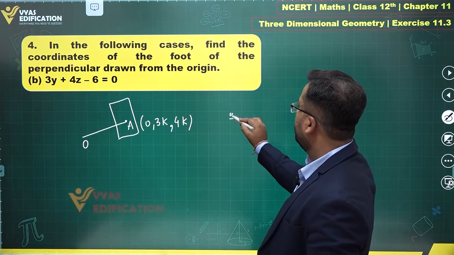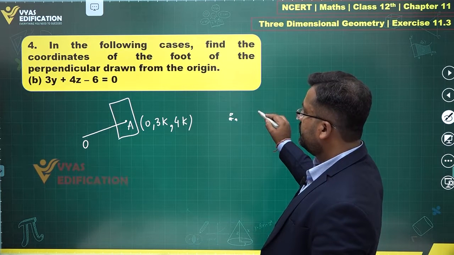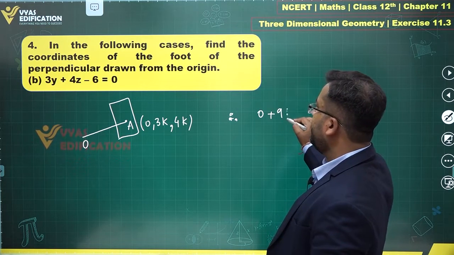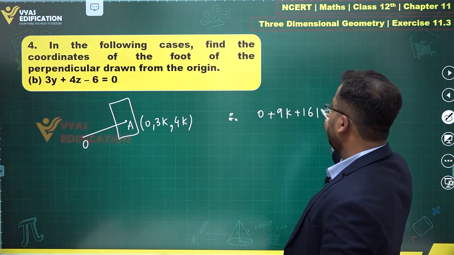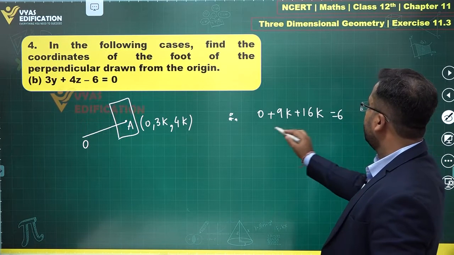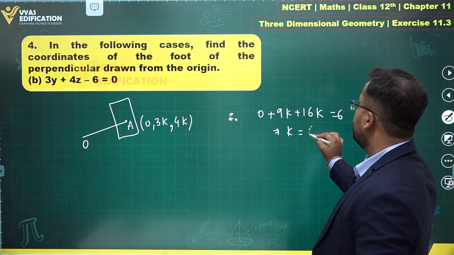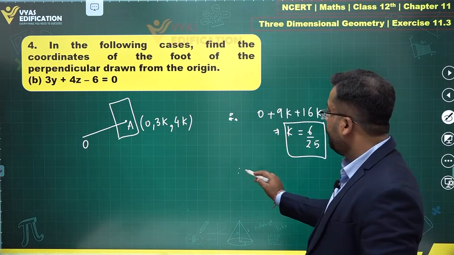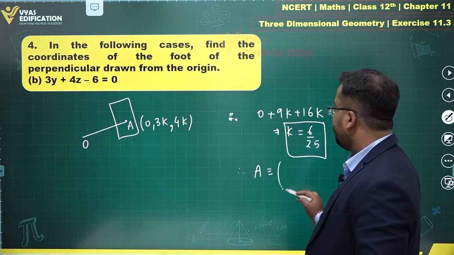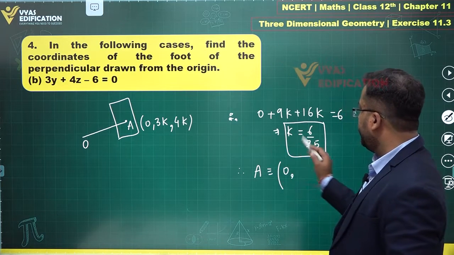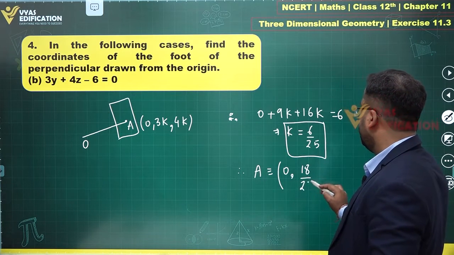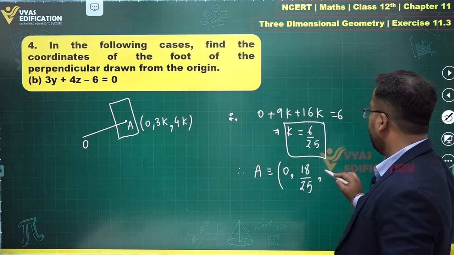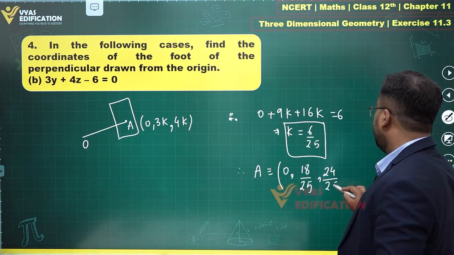Therefore 0 plus 9k plus 16k is equal to 6. What does that tell me? k is equal to 6 upon 25. Okay, once you get the value of k, therefore the foot of the perpendicular A will be 0 comma 3 times 6, which is 18 upon 25, comma 6 times 4, which is 24 upon 25.